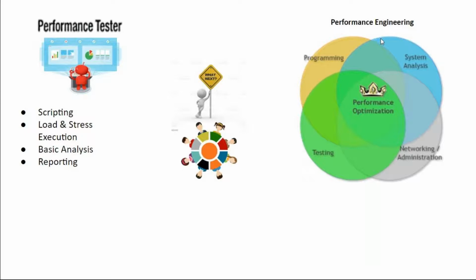Okay, so when it comes to performance engineering, as mentioned in this diagram, it is going to be a combination of various things. It is going to be a combination of your testing, your system analysis, a little bit of networking, and a little bit of programming. Out of these four things, your system analysis is going to be a major chunk, and then testing, of course, you might already know about it, which means you've almost covered one aspect of performance engineering.